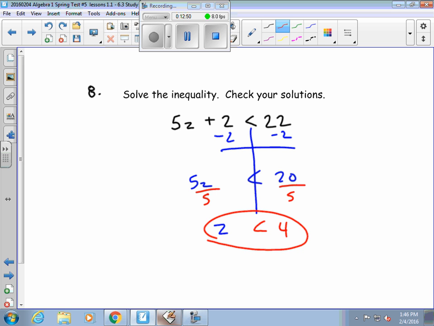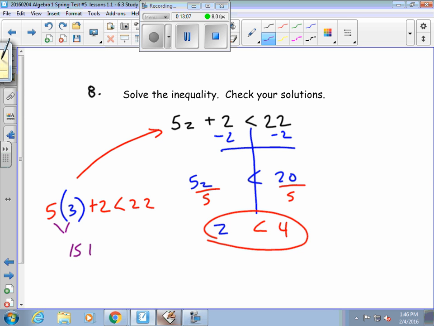Again, check your solution. If you plug into the original equation, 5 times z, something less than the number 4. So let's say 3. 5 times 3 plus 2 is less than 22. 5 times 3, we know together, is 15. And 15 plus 2 is less than 22. 17, this is a true statement because the big mouth is eating the bigger number.